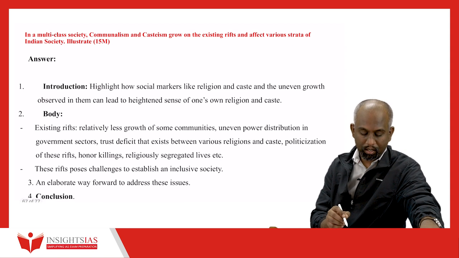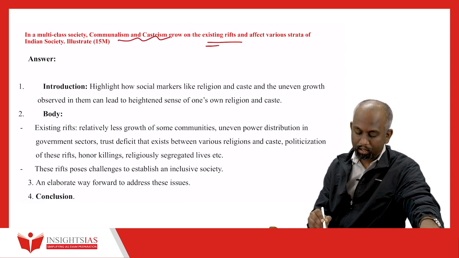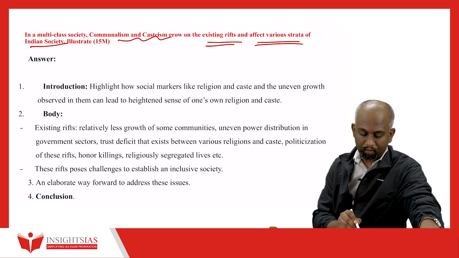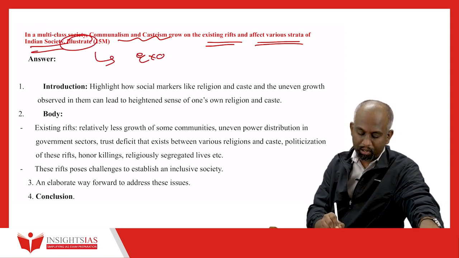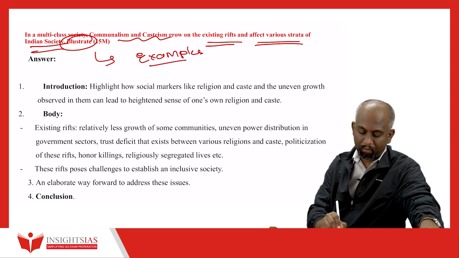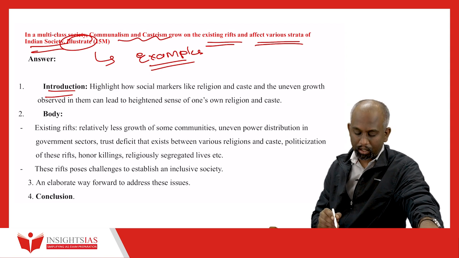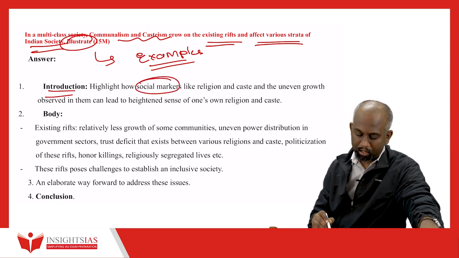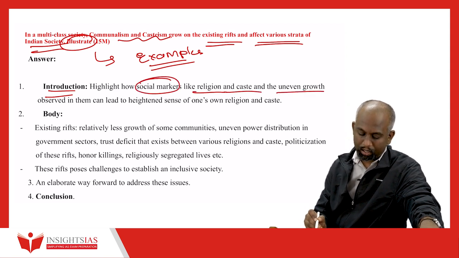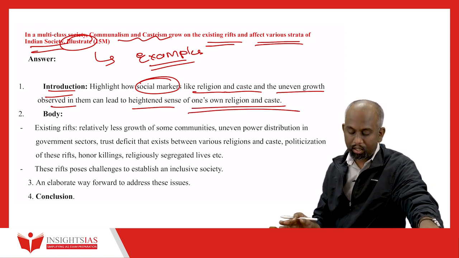The next question is, in a multi-class society, communalism and casteism grow on existing rifts and affect various strata of Indian society. Illustrate. Illustrate is nothing but you please give examples to justify the statement. That's it. Right? How will you start your introduction? Highlight how social markers like religion and caste and the uneven growth observed in them can lead to a heightened sense of one's own religion and caste.